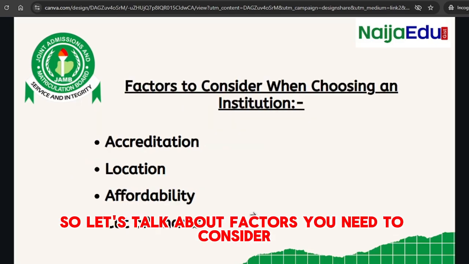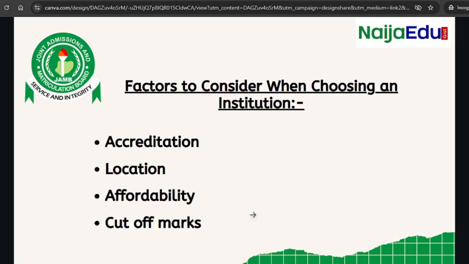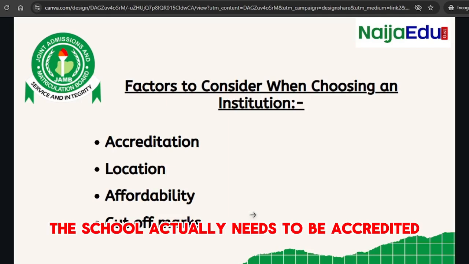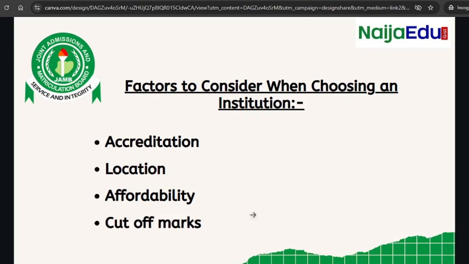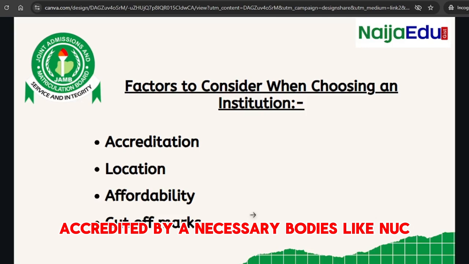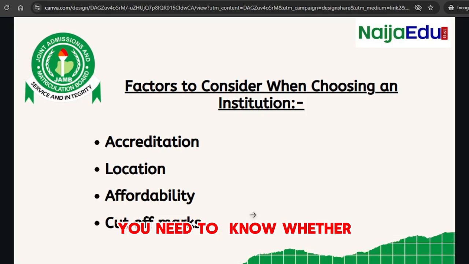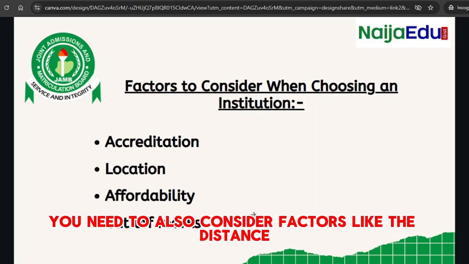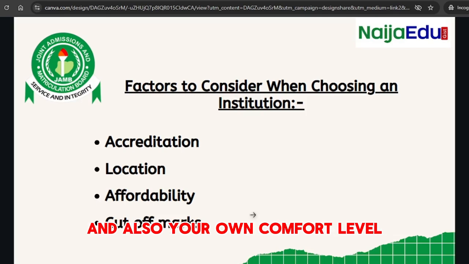So let's talk about factors you need to consider when choosing an institution. Number 1 thing you need to know is that the school needs to be accredited. You have to ensure that the school and the course you want to go for are accredited by regulatory bodies like NUC or NBTE. Number 2 is the location of the school. You need to know whether you prefer to study in a school that is close to your home or in another state. And you also need to consider factors like the distance, the cost of living in the environment, and your own comfort level.